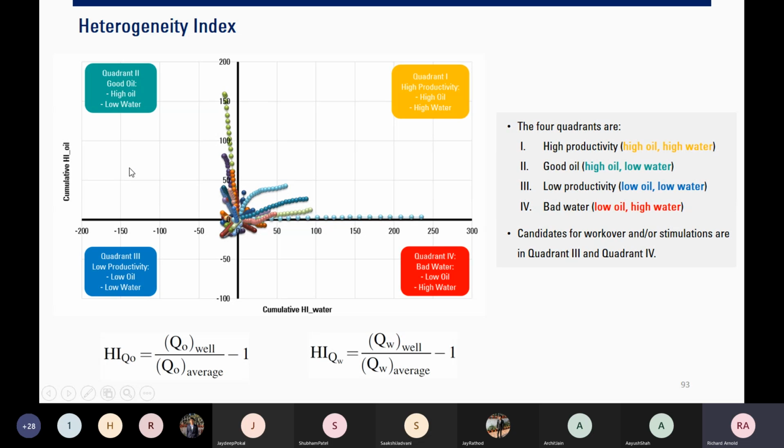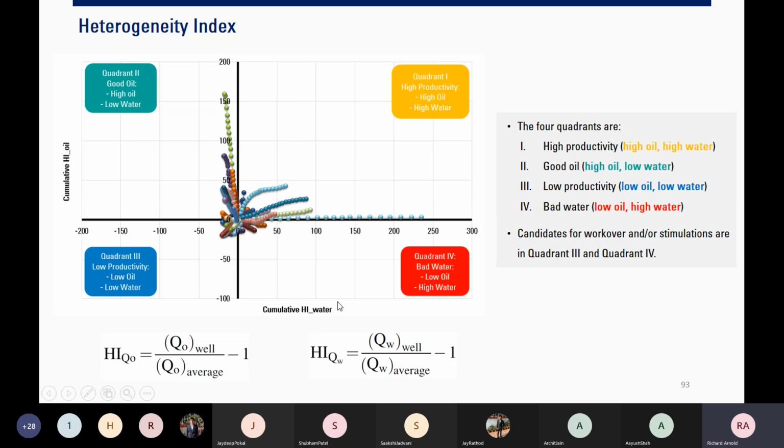Which well goes to the good oil quadrant? High oil with low water. This is the best quadrant. And you can know right away using this analysis, using your software maybe, or you can also construct your spreadsheet to construct heterogeneity index analysis. You can know which wells are within this quadrant 2, which are the best wells for you.